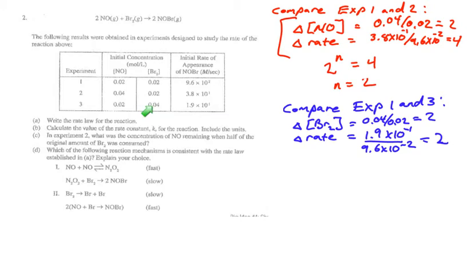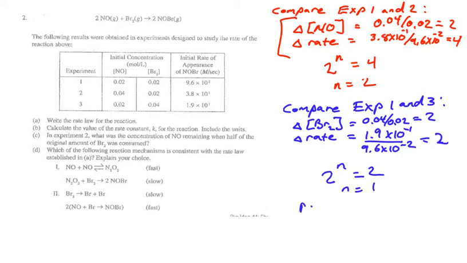And so since we did 0.04 divided by 0.02 and we got 2 for the change in concentration, we're going to do 1.9 times 10 to the negative 1 divided by this 9.6. You can see that was done here, and it was 2. So the change in concentration was 2, the change in rate was 2, therefore we can say that 2 to the n equals 2, and in this case n equals 1. It's first order.